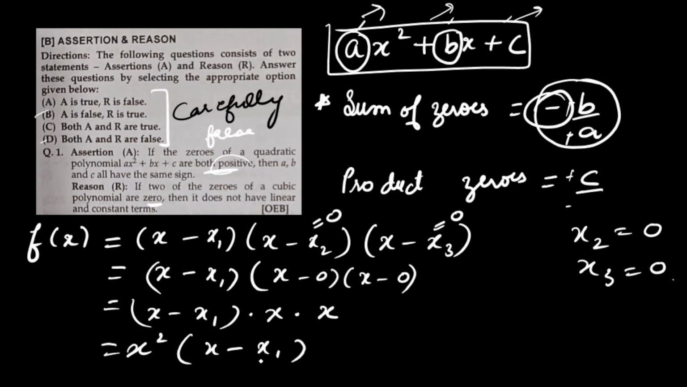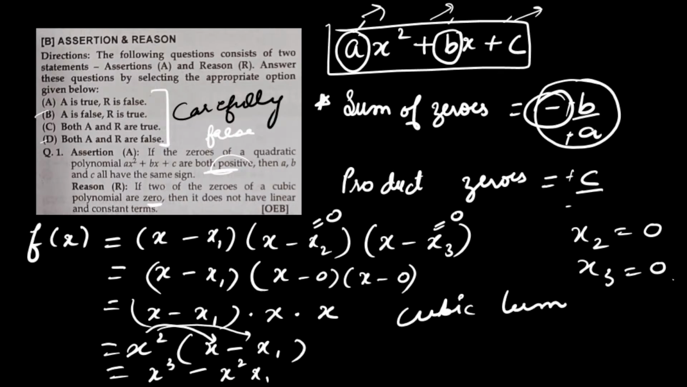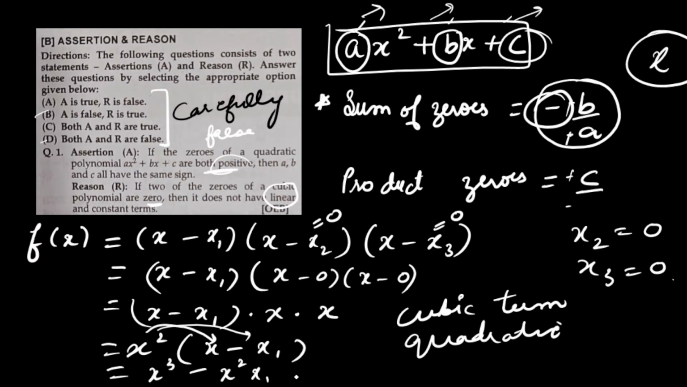So x square minus x1. Now I multiply this with x square. What will I get? x cube. x square into x is x cube, minus x square x1. See, I am getting here a cubic term and a quadratic term. Quadratic term means when the highest degree of the variable is 2. They have mentioned it does not have a linear term. Linear term means where the degree of x is 1, and constant term means just a number. This one does not have a linear term and it does not have a constant term. So this statement is true. This is true, this is false.